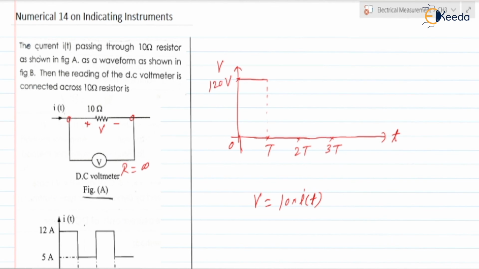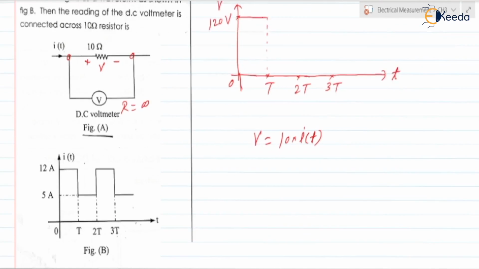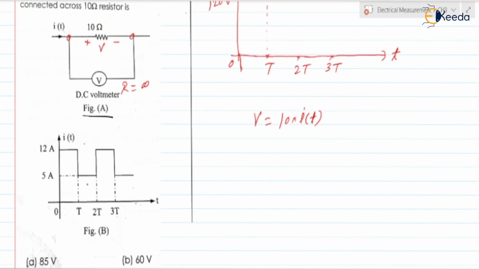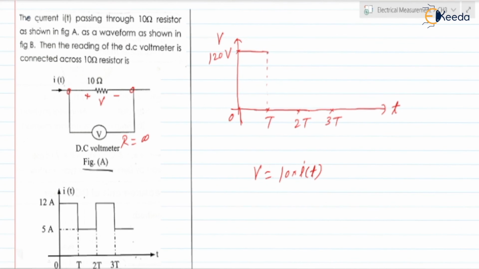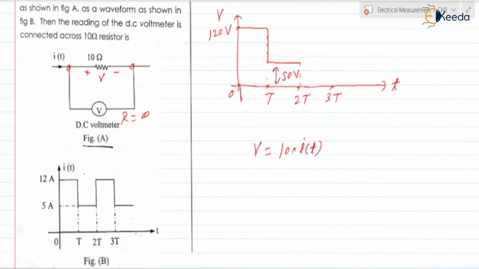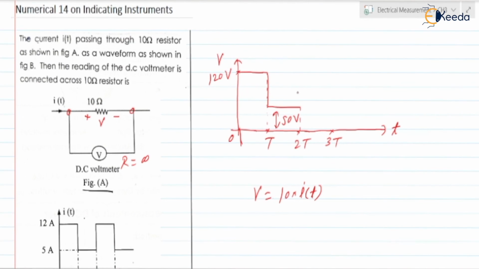Next, from t to 2t, I of t is 5 ampere. So 5 into the resistance 10 is 50. So from t to 2t, the voltage will be 50. This magnitude is 50, right? Next, from 2t to 3t, again it is 12. The same waveform will be repeating afterwards, like this. And again it will be 50, and so on.